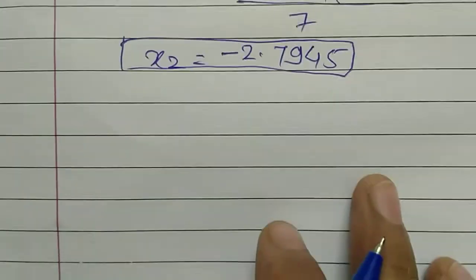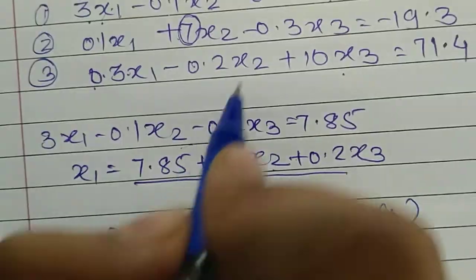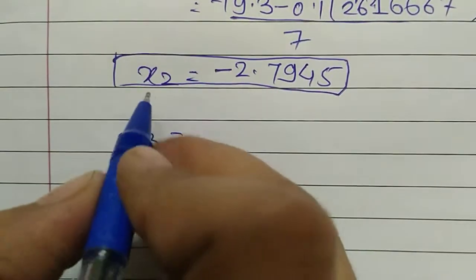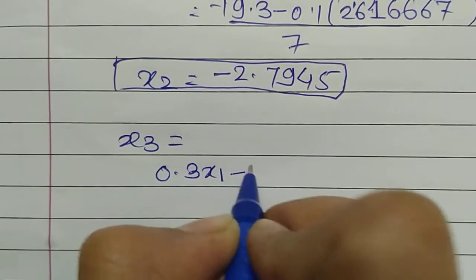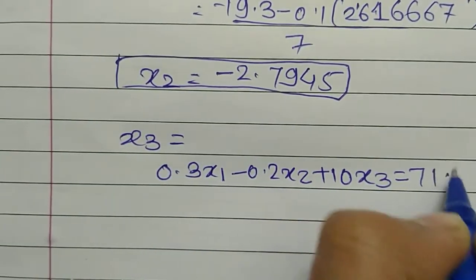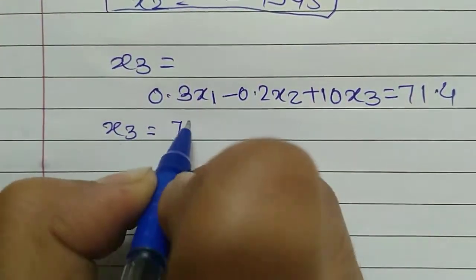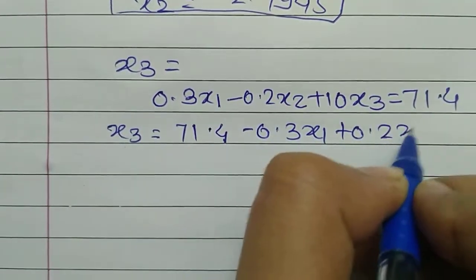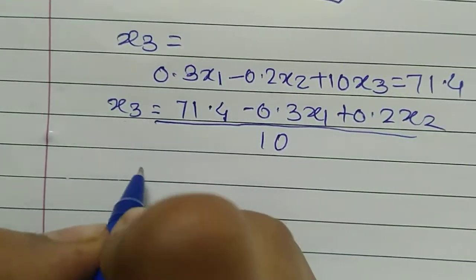Now we have got x1 and x2, and now we will solve for x3. Here we will consider the third equation because the coefficient of x3 is greater in it. I am now writing the third equation first: 0.3x1 minus 0.2x2 plus 10x3 is equal to 71.4. Now I am rearranging this equation in terms of x3. So x3 comes out to be 71.4 minus 0.3x1 plus 0.2x2, divided by 10, because 10 is the coefficient of x3.